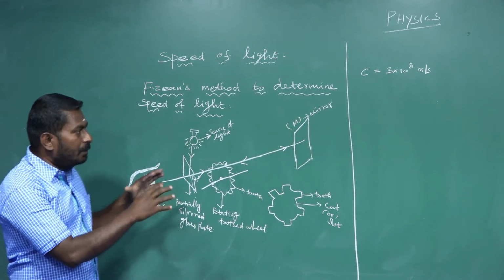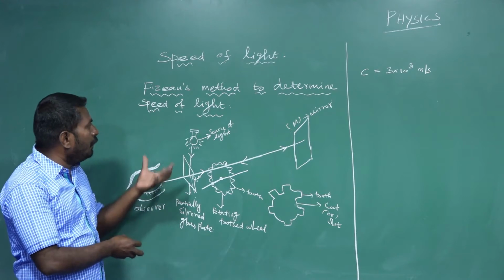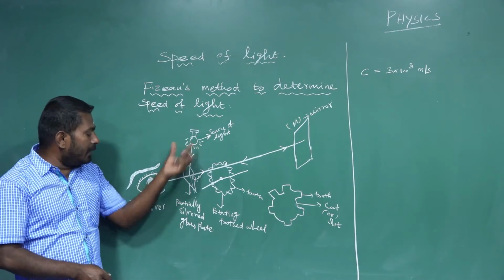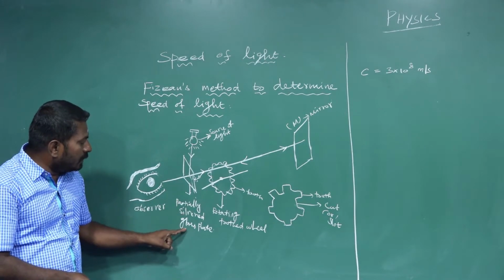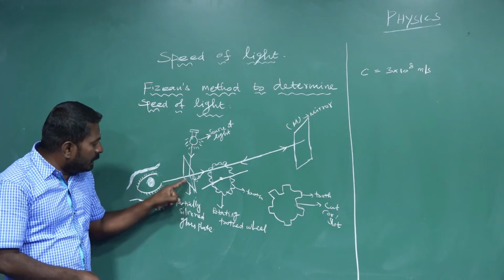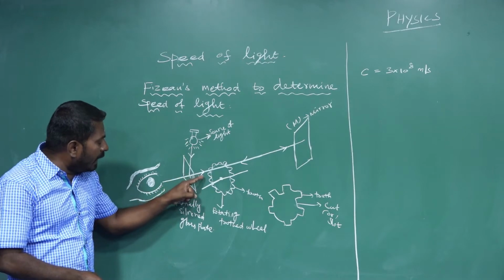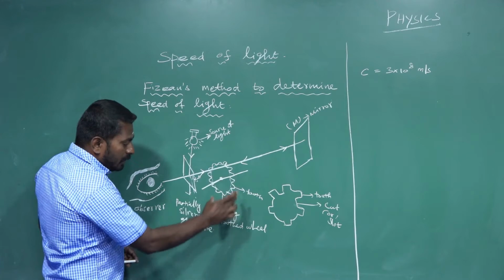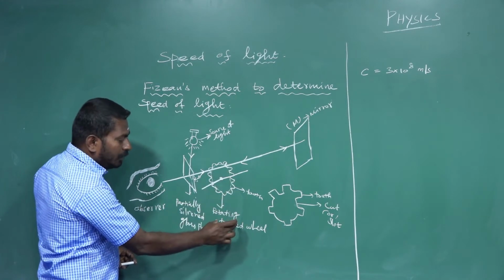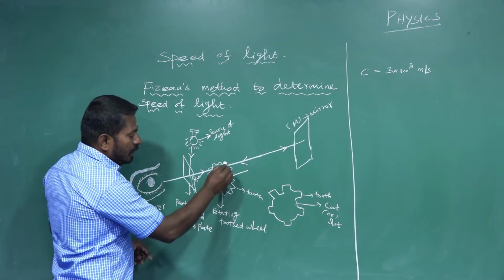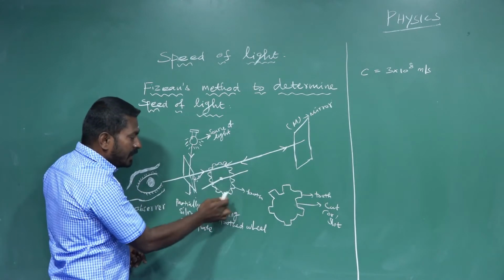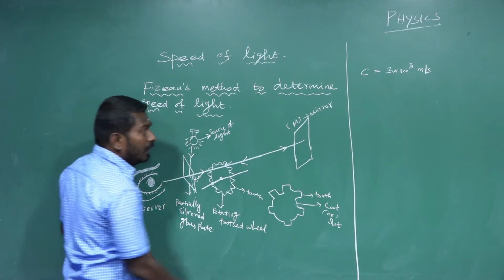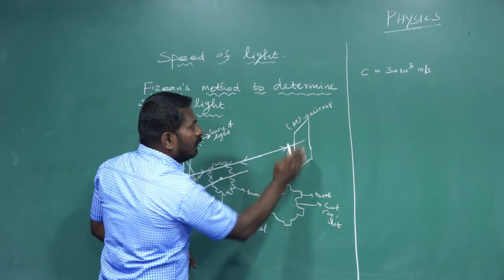So this is the simple apparatus construction used by Fizeau to determine the speed of light in air. Keep it in your mind: a source of light, and a partially silvered glass plate which is kept at a 45-degree angle to the incident light. Another one, the rotating toothed wheel, consisting of n number of cuts and also n number of teeth. Another one, a perfectly reflecting mirror.